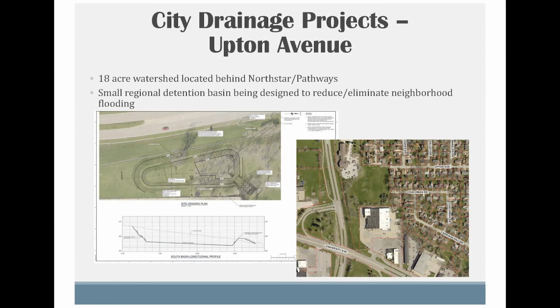Another one is Upton Avenue. This one's a smaller watershed, 18 acres, located behind North Star and Pathways. Similar to the other one, they're going to install a regional detention basin to, again, try to help reduce and eliminate some of the neighborhood flooding that's going on downstream by slowing up some of that water before it's released.